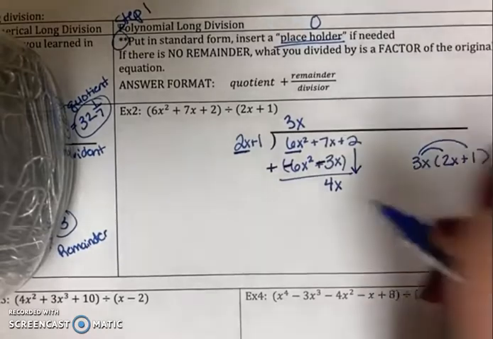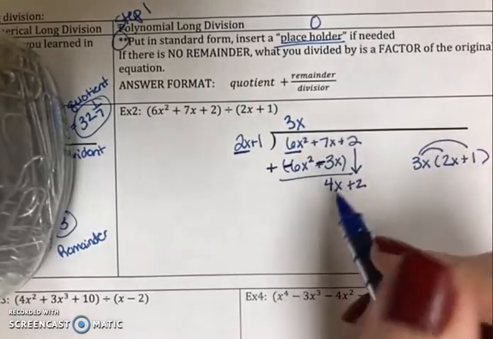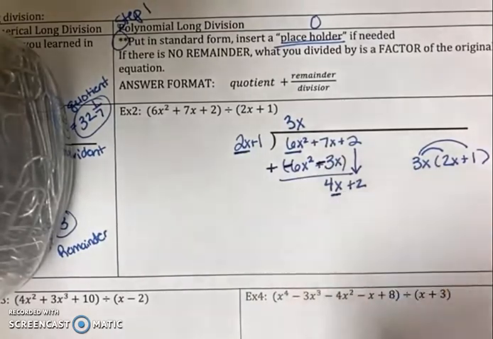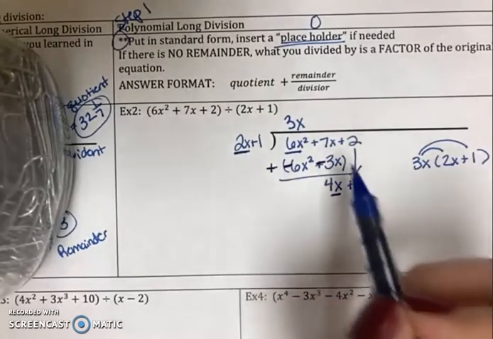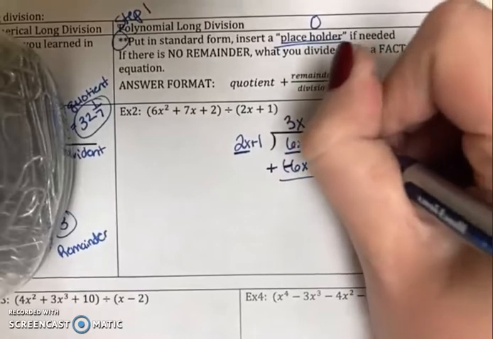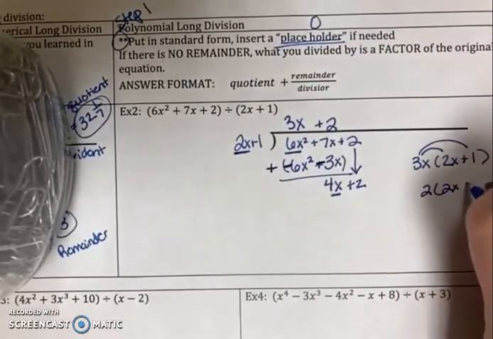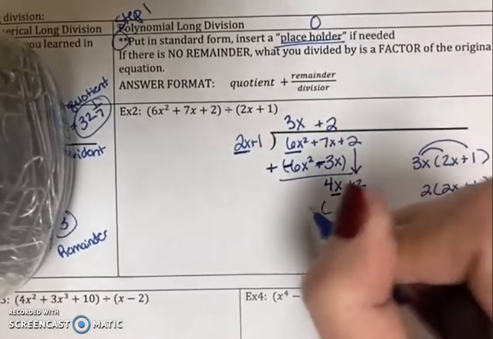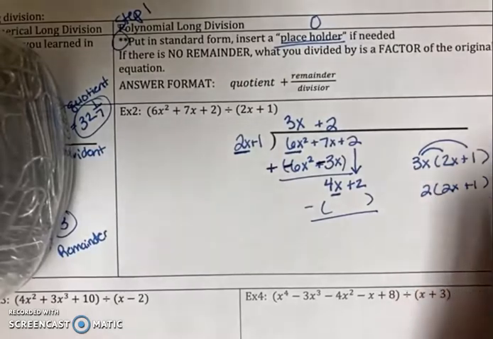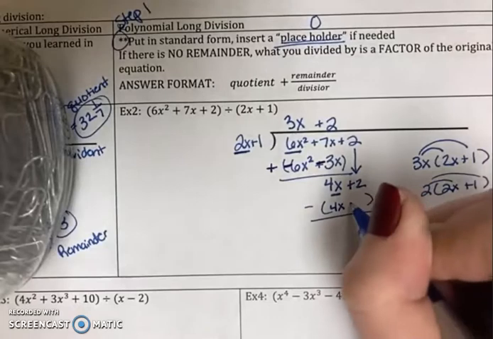Just like numerical long division, we need to bring down that next term, which is a 2. And then remember, we ask ourselves, what do we have to multiply this by in order to get the first term here? Well, 2x times what gives me 4x? That would be a positive 2. So positive 2 times 2x plus 1 is what I would want to be subtracting from that expression. If I multiply it out, I get 4x plus 2.